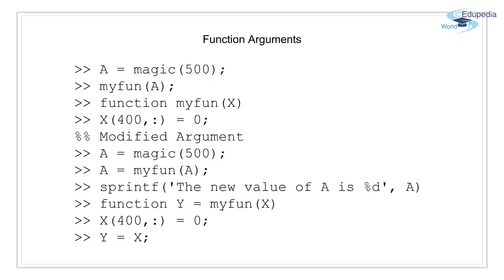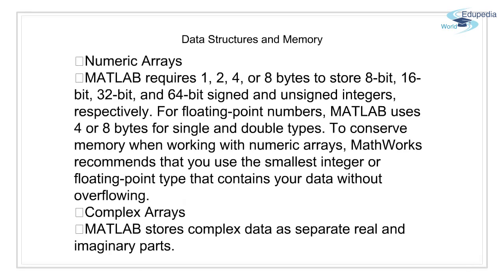If you need the modified value of the array that was passed to myFunction, you need to return the updated array as an output of the called function. This is also shown here. In the second code snippet, after changing the value of x, we are passing it back as an output argument, hence getting an updated array in array A. Memory requirements differ for the different types of Matlab data structures.